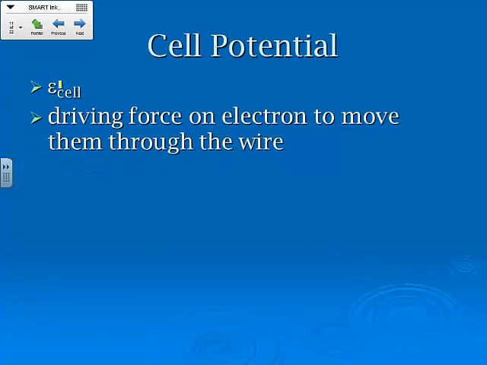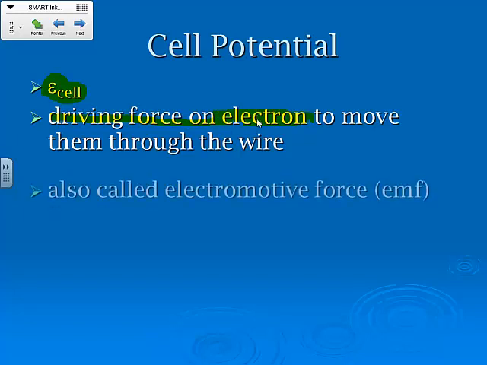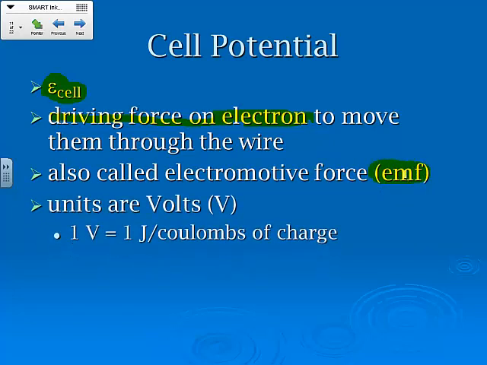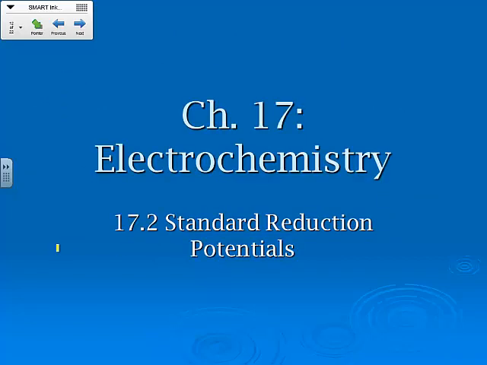Okay, then we have what's called cell potential. It's this little lowercase e here. This is the driving force on an electron to move it through the wire. So this is the force, and it's mostly due to a separation of charge that's going to allow the electrons to flow from point A to point B. It's also called electromotive force, or EMF. And the units are typically in volts, which should be familiar to us, and 1 volt is equal to 1 joule per coulomb of charge. And even if you're not totally familiar with electricity, we know that batteries can be 9-volt batteries and stuff like that. So those are units of how much force is there.